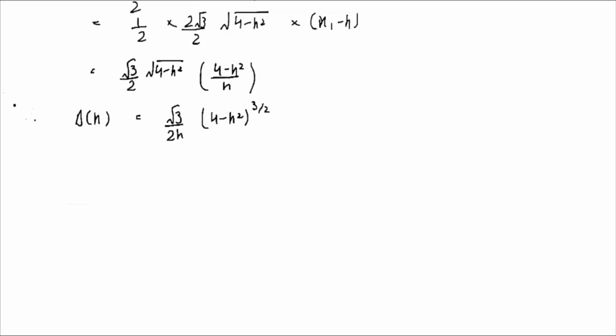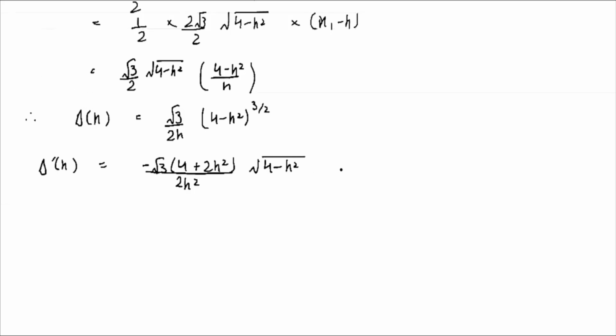Now if we differentiate it, we get delta dash h equals minus root 3 into 4 plus 2 h square divided by 2 h square into under root of 4 minus h square.